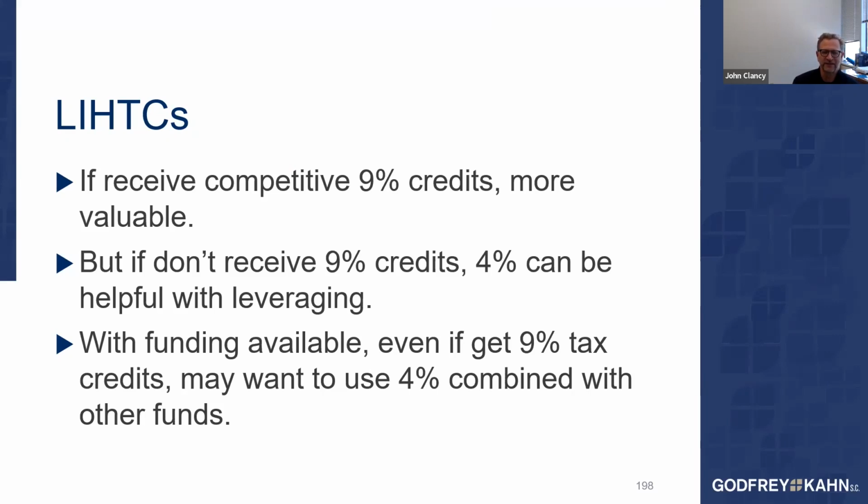Then it might make sense to use the 4% really as leverage for those other grants, the grant money you would have, to fill in the gap, to avoid taking out a loan, and to perhaps build more houses than you otherwise would, or rehab more houses than you otherwise would.